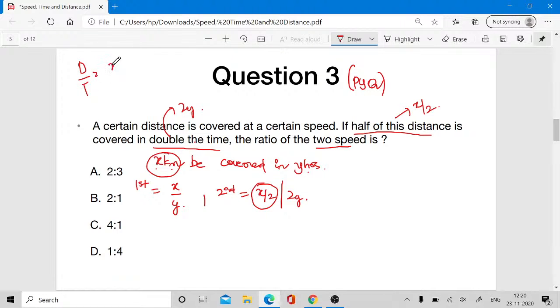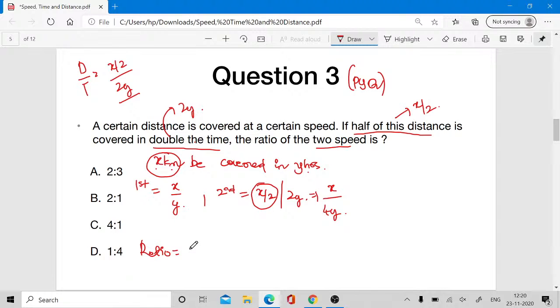So this will be equal to x by 2 divided by 2y, right? अभी क्या है? So do this. 2 into 2 it will be 4. So this will be equivalent to x by 4y. मेरे पास दोनों distances है. Now I have to find out the ratio, right?